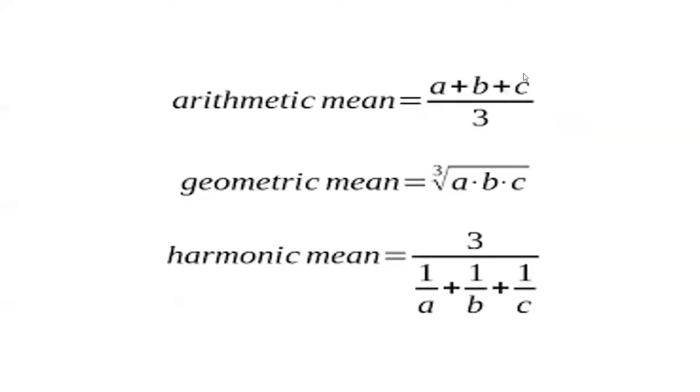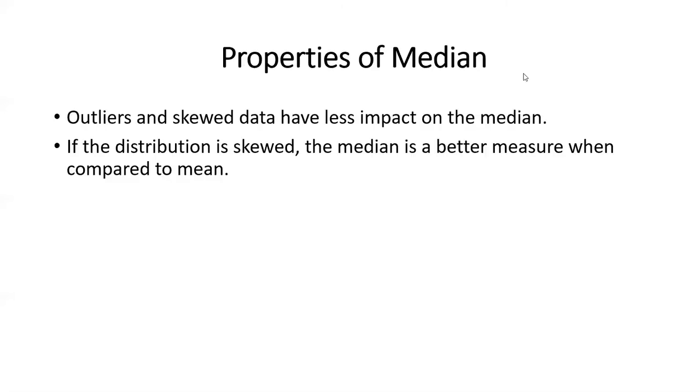Now here are the formulas for all three: arithmetic mean, geometric mean and harmonic mean. Arithmetic mean is just adding the values and dividing by the total number of observations. In case of geometric mean, you will find the root, that is the cube root of a into b into c. Then in case of harmonic mean, you keep the number of observations in the numerator, and the reciprocal of the actual observations is taken, that is 1 upon a plus 1 upon b plus 1 upon c. So these were the formulas.